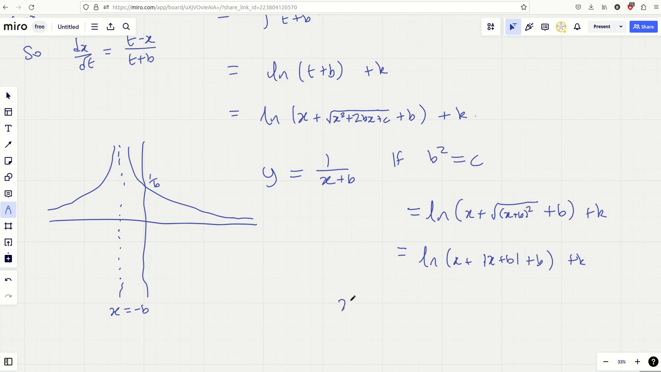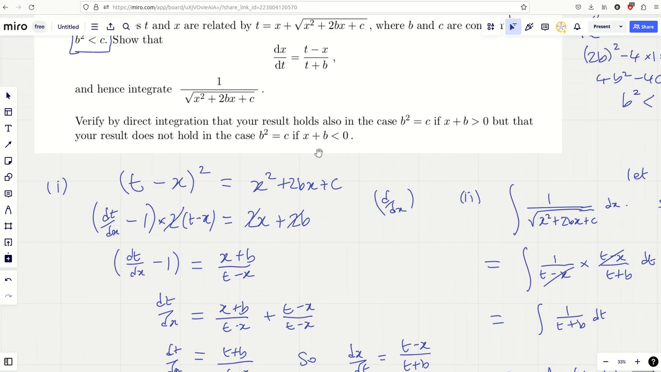Because if x plus b is less than 0, you're just going to end up doing ln of 0 there. Let's say x plus b is minus 5, then the mod of x plus b will be 5, and you'll end up with ln of 0. So I think it's because you're verifying this result, not this result.